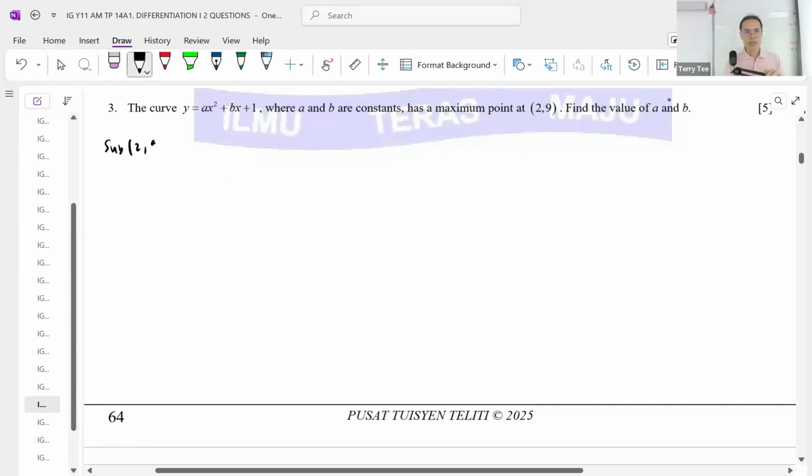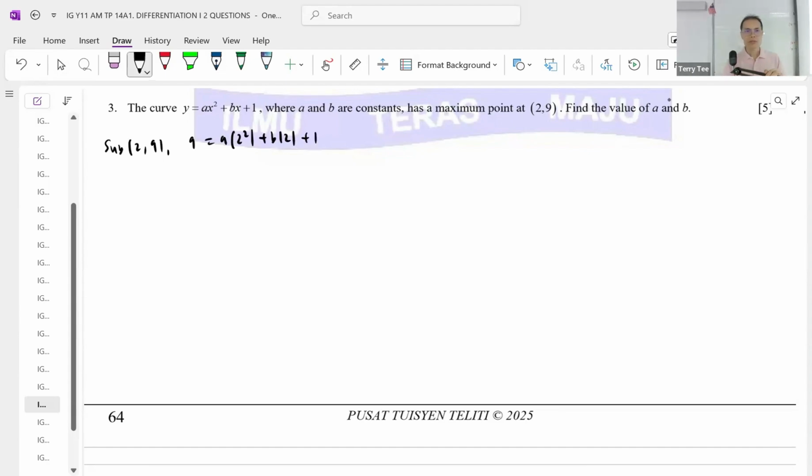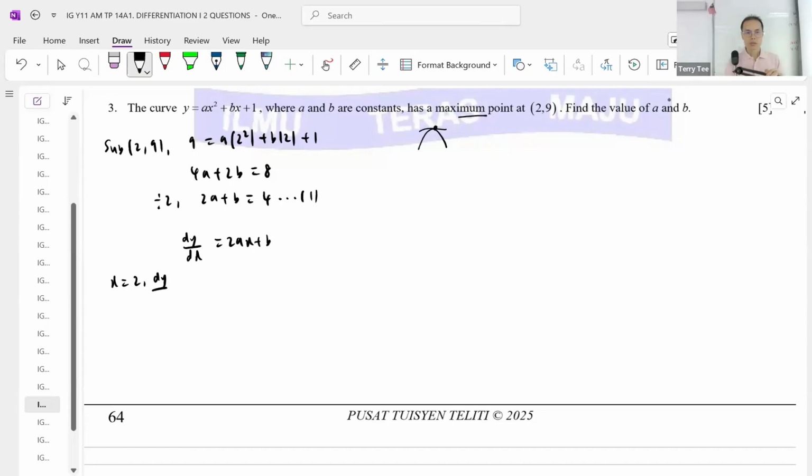We sub in 2 and 9. Your y is 9 when your x is 2. So we can form the first equation: 4a plus 2b equals 9 minus 1, which is 8. You divide by 2, 2a plus b is 4. Equation 1. Okay, then we differentiate dy dx. This is 2ax plus b. We have a maximum point. At the maximum point, what's your gradient? The gradient is 0. So when x is 2, your dy dx is 0. Sub 0 inside. I think we can make b the subject.